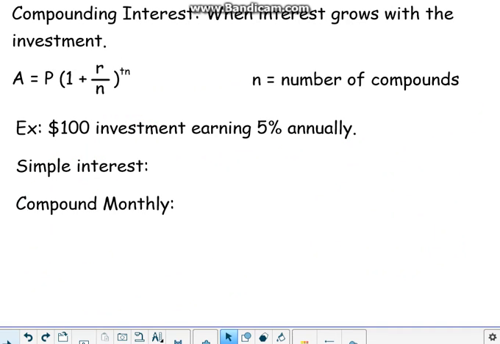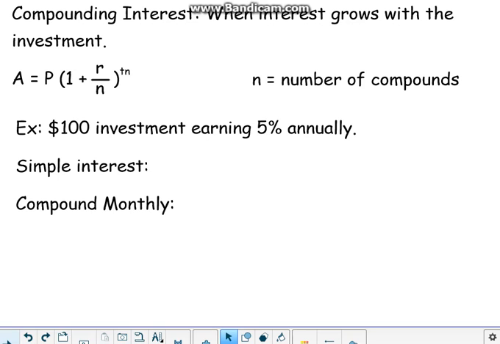Now, compounding interest. This is when interest grows with the investment. So it's not just once a year, but it could be happening more than once a year. Okay? And not only that, but it's not just your principal that's getting interest. Any interest you make, that's getting interest as well. So we have a new formula, A equals P times 1 plus R over N to the T times N power, where N is the number of compounds.